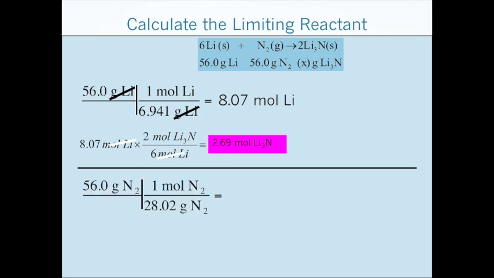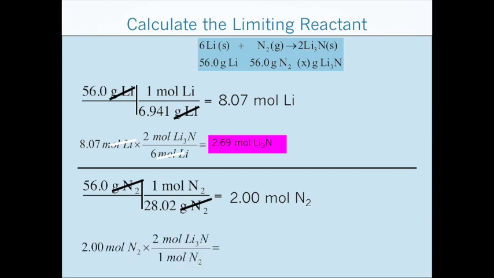Now for nitrogen, 56 grams of nitrogen divided by 28.02 grams of nitrogen per mole means that we have approximately 2 moles of nitrogen gas. And from the balanced equation, for every 2 moles of lithium nitride, we consume 1 mole of nitrogen gas. We multiply that by our 2 moles of nitrogen gas to obtain approximately 3.997 moles of lithium nitride produced.